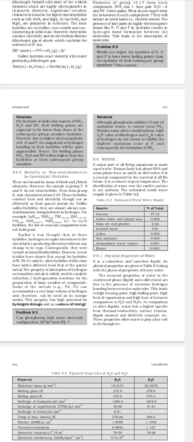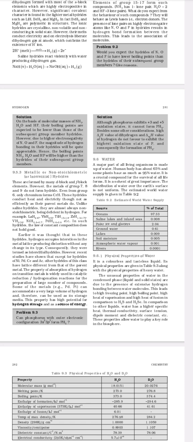The property of absorption of hydrogen by transition metals is widely used in catalytic reduction hydrogenation reactions for preparation of a large number of compounds. Some of the metals like palladium and platinum can accommodate a very large volume of hydrogen and therefore can be used as its storage media. This property has high potential for hydrogen storage and as a source of energy.